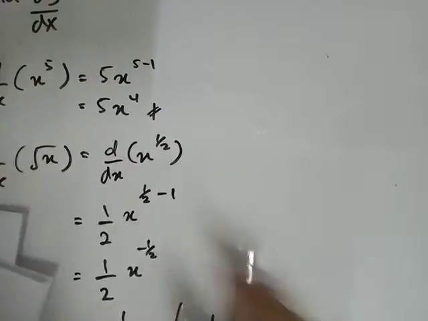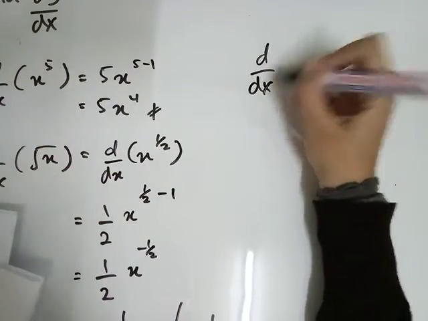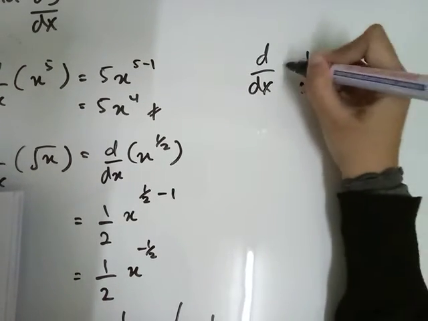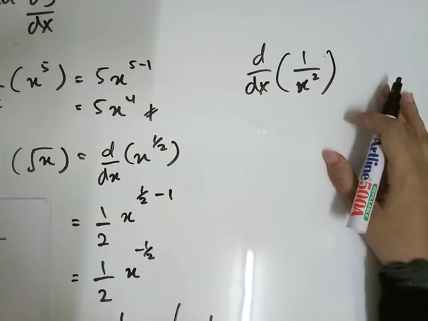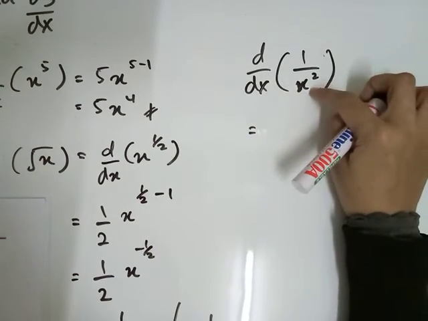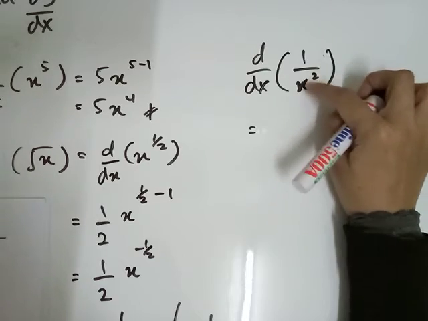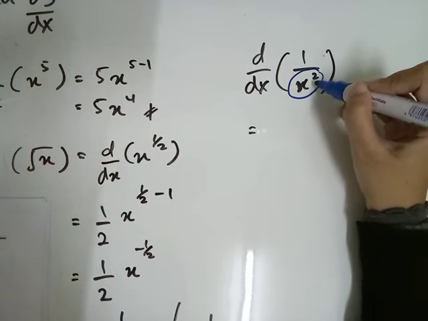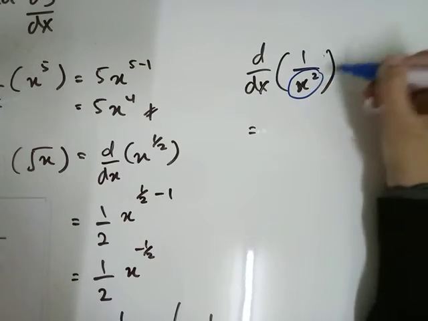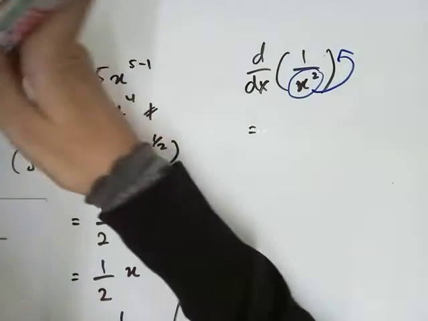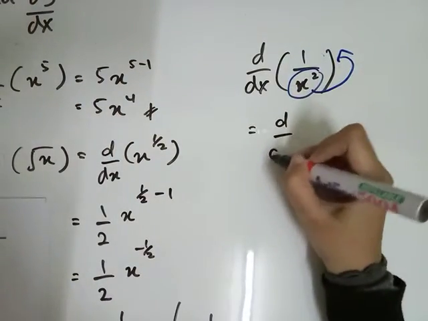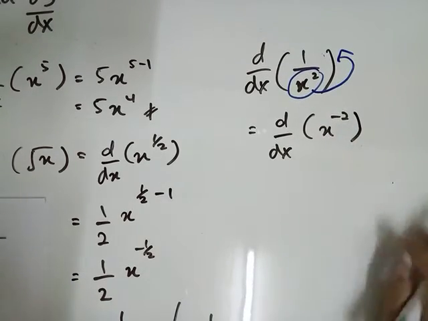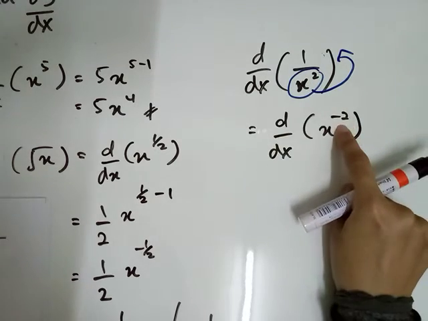Question 3. d dx of 1 over x power 2. Okay, 1 over x power 2. Then with the division concept, what is at the bottom you have to bring up to the top. To differentiate this division, you have to bring it up first. So it will be d dx of x power negative 2. When you bring it up, the power becomes negative.